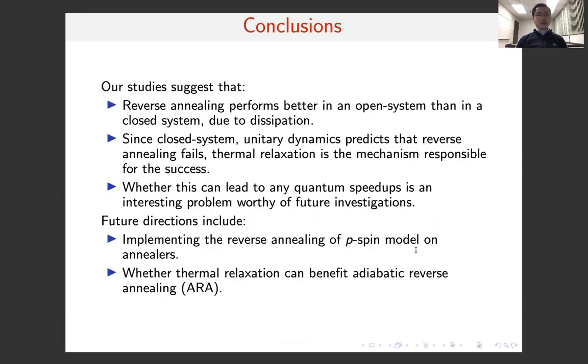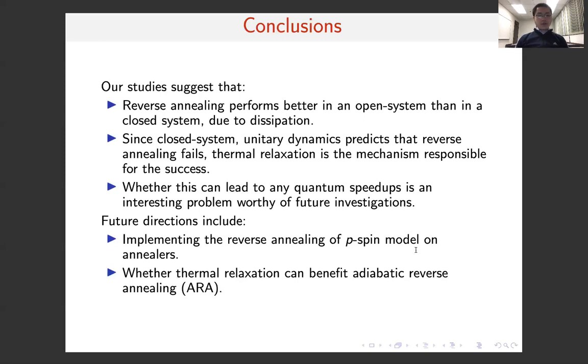In conclusion, our study suggests that reverse annealing performs better in an open system than in a closed system because of dissipation. And also since reverse annealing fails in the closed system, while open system reverse annealing succeeds, thermal relaxation is the mechanism that is responsible for the success. Whether this can also lead to quantum speedups is an interesting question.